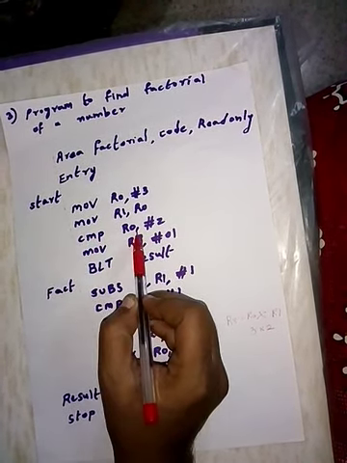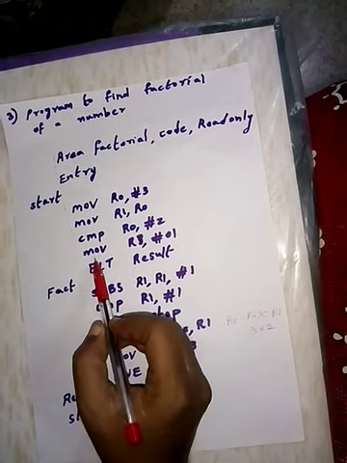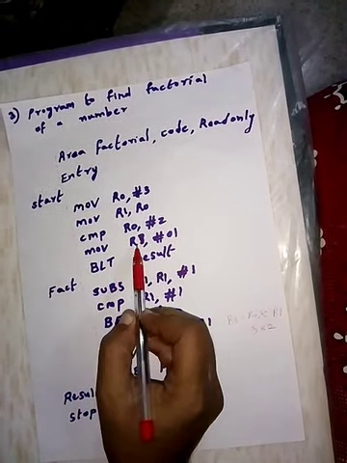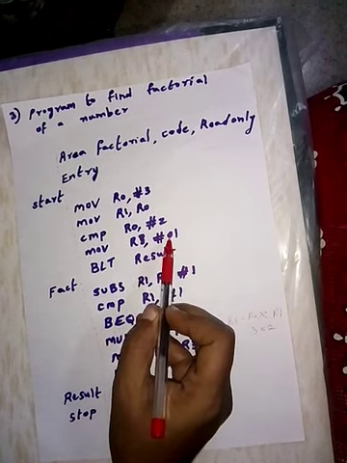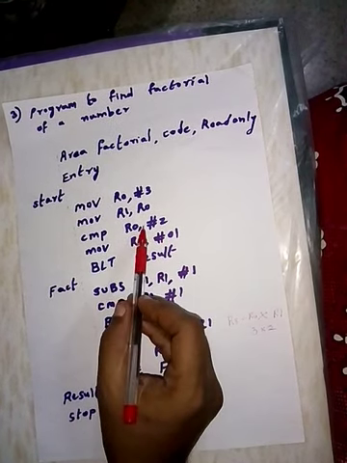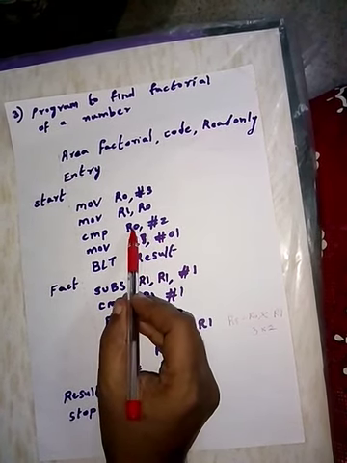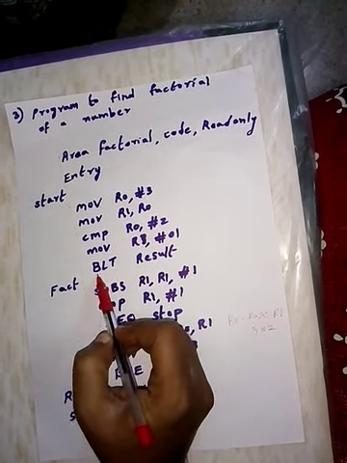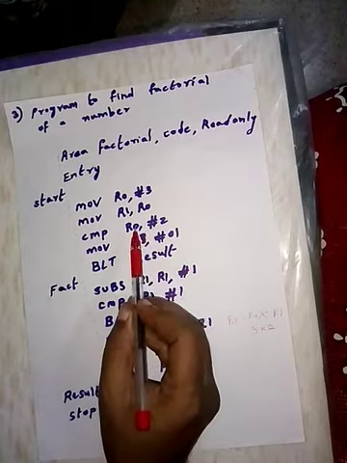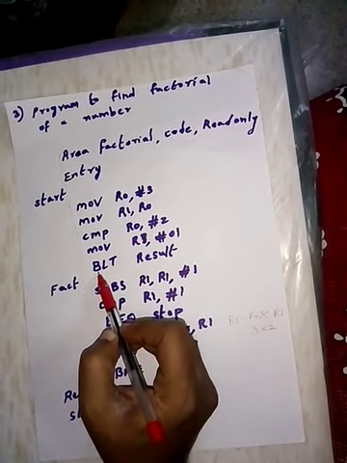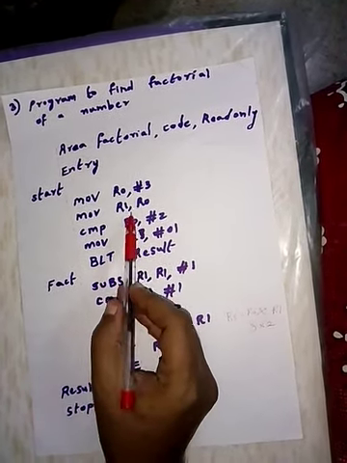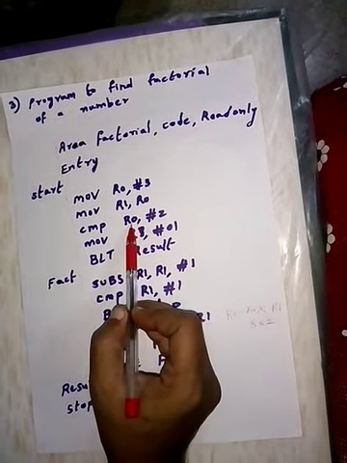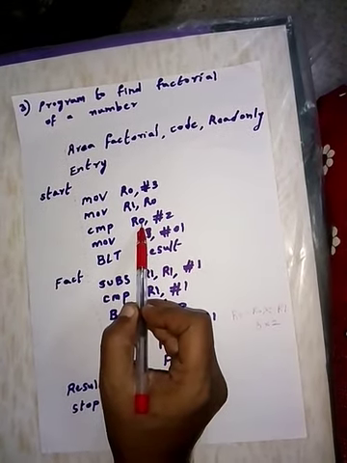CMP R0, #2. MOV R3, #01. We want to compare whether R0, which is 3 here, with 2; 3 comma 2 is compared, and the result of that comparison will be seen here. BLT, branch if less than, 3 comma 2 is there. It will analyze whether 3 is less than or greater than the other.